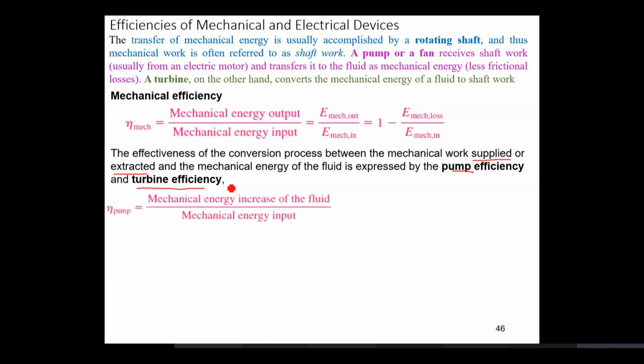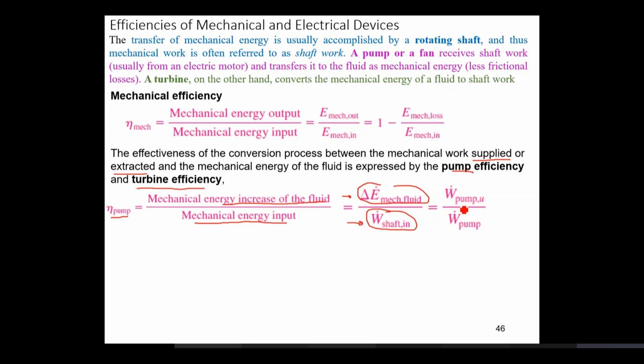Pump efficiency is basically about increasing the mechanical energy of the fluid. How? By providing mechanical energy input as a result of shaft work. So you are rotating the shaft in order to increase the mechanical energy of the fluid. This increase in energy could be in the form of height, pressure, or velocity. So you refer to it as the rate of change of the mechanical energy of the fluid divided by the work shaft in. That means the energy required to rotate the shaft is your input, and how much of it is converted into the increase in mechanical energy of the fluid gives you the efficiency of the pump.